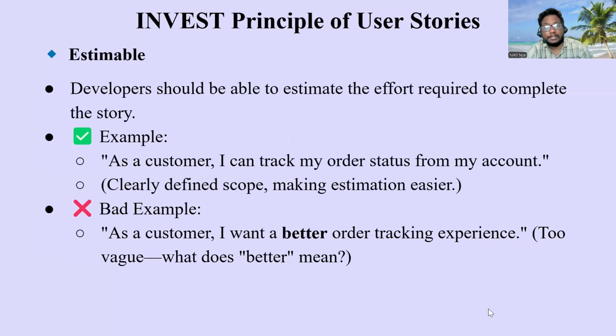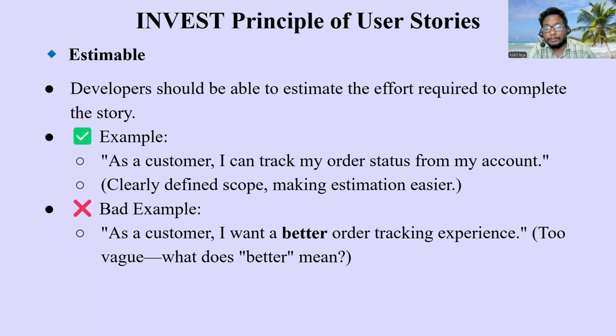Next is estimable. Estimable is nothing but estimation. Developers should be able to estimate the effort required to complete the particular user story, right? It should not be vague. It should be estimable. Developers should be estimating the time, the effort, right? Let's see the bad example first.